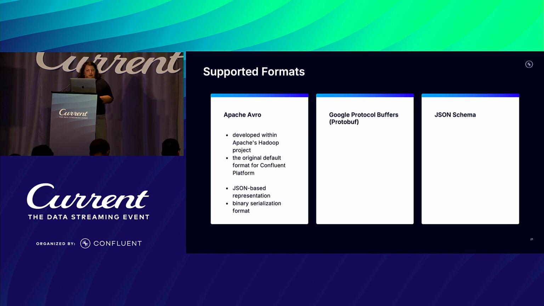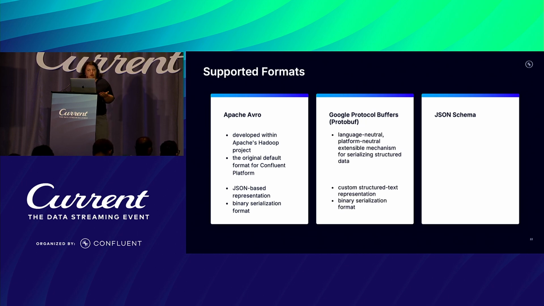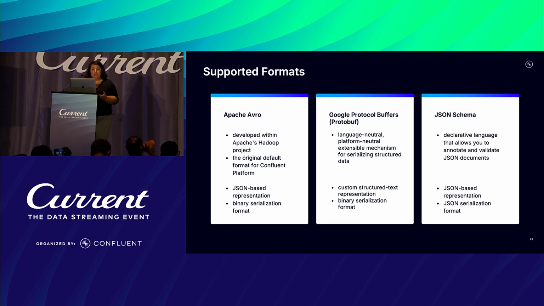So maybe a little bit about the three formats. Avro has been developed as part of the Hadoop project, is the original default for Confluent platform, and it has the JSON-based representation and the binary serialization format. Protobuf has been developed by Google as a language and platform-neutral extensible mechanism for serializing structured data, and it has a custom structured text representation and the binary serialization format. And then finally, JSON schema is a declarative language to annotate and validate JSON documents, and it has both a JSON-based representation and serialization format.